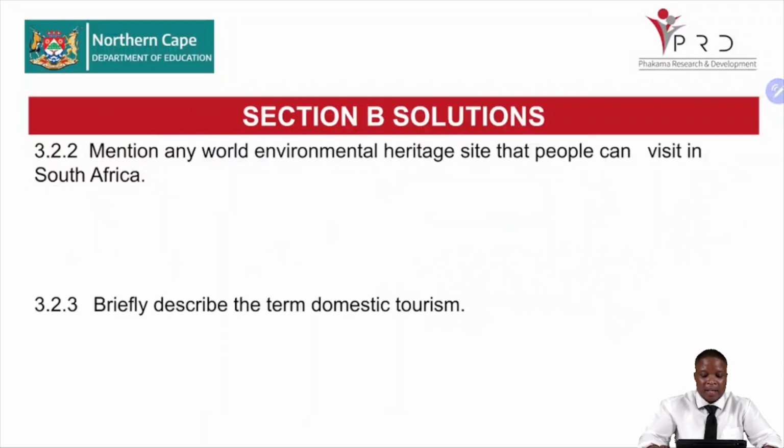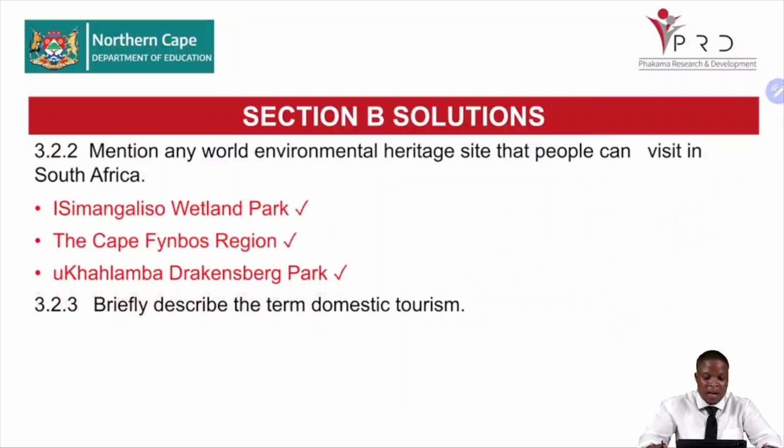Mention any World Heritage Site that people can visit in South Africa. You have Isimangaliso Wetland Park, you have the Cape Province region, you have Ukhahlamba Drakensberg Park, right? So those are the environmental heritage sites, right? So if it was just World Heritage, you could have mentioned a few of them. Cradle of Humankind, you have a few of them.